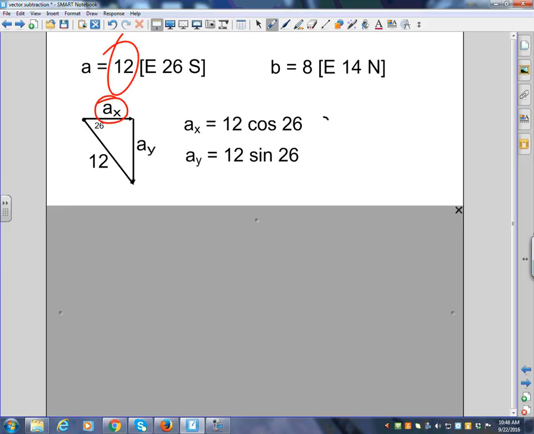So punch it in. Remember, you've got to be in degrees. 12 times cos 26, I get 10.8. Positive, because it's to the right.